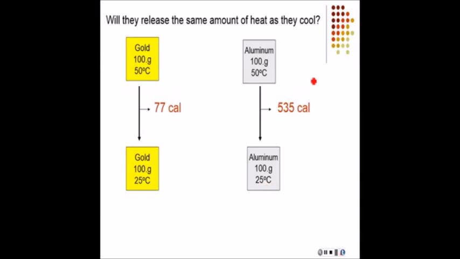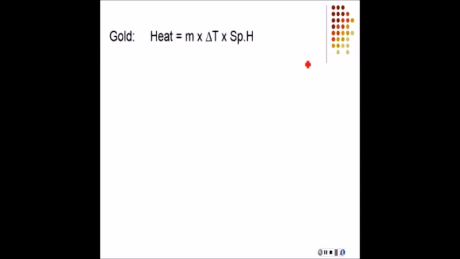So to see the difference, we really have to use their specific heats. So this is how we would work it out. Now for the gold, here's my formula. I replace it with the mass of gold, which is 100 grams. This is the temperature change, and that's the specific heat of gold. So you notice how the grams will cancel, and the degrees centigrade will cancel. So I'm going to get calories for an answer, and that's how I get my 77.